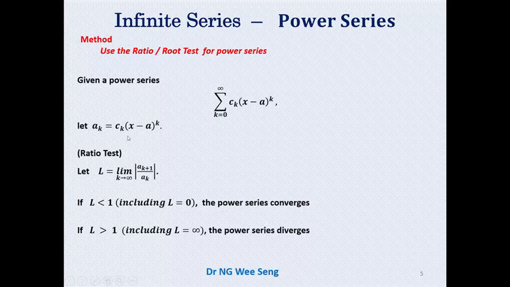First, we let a_k be the sequence that we are summing. If you choose to use the ratio test, you will calculate this quantity, which is the limit of the ratio of a_(k+1) to a_k with the absolute value sign. Let this be equal to L. If L is strictly smaller than 1, the power series converges. If L is strictly greater than 1, the power series diverges.